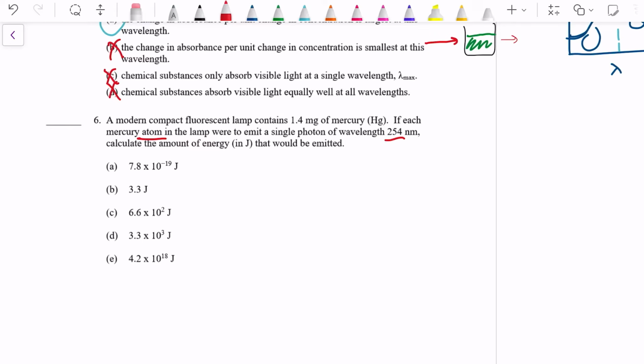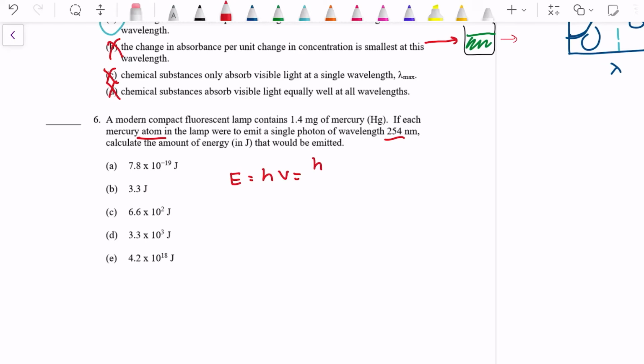Okay, so let's look at our equation sheet. I know that the energy of a photon is equal to Planck's constant times the frequency, which is equivalent to Planck's constant times the speed of light, which is also a constant, over the wavelength. So I know a wavelength, and I know h equals 6.626 times 10 to the negative 34th, and c equals 3.0 times 10 to the 8th. I might want to fact check those, actually.